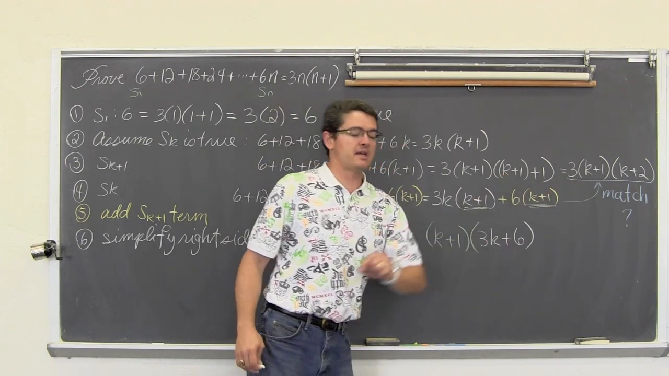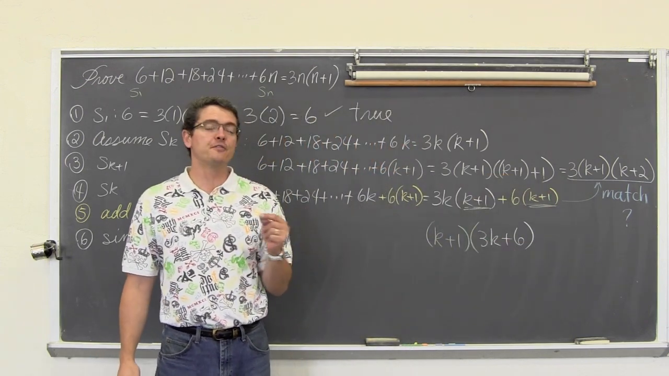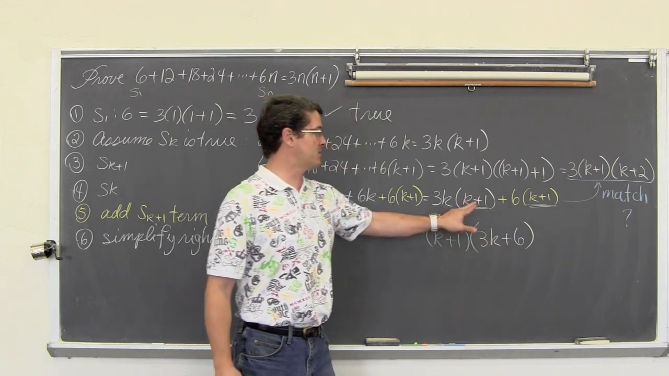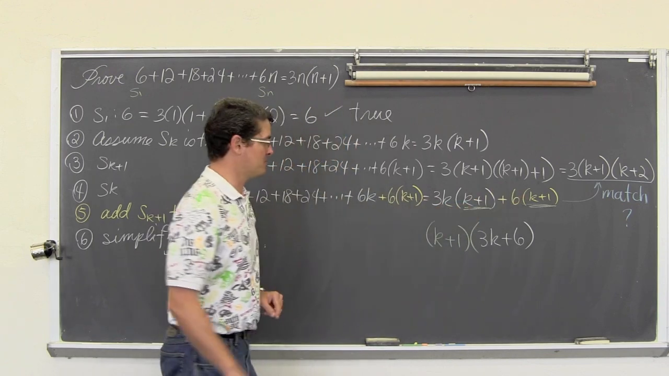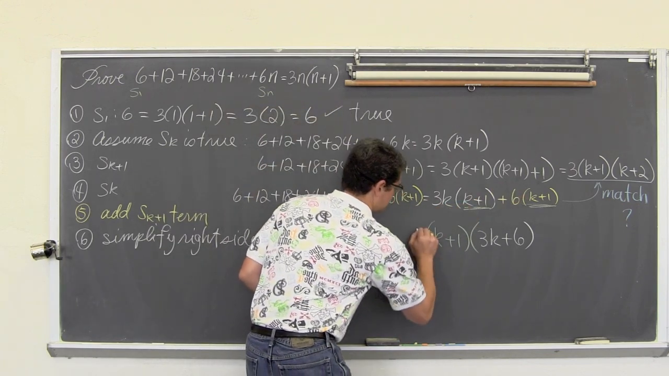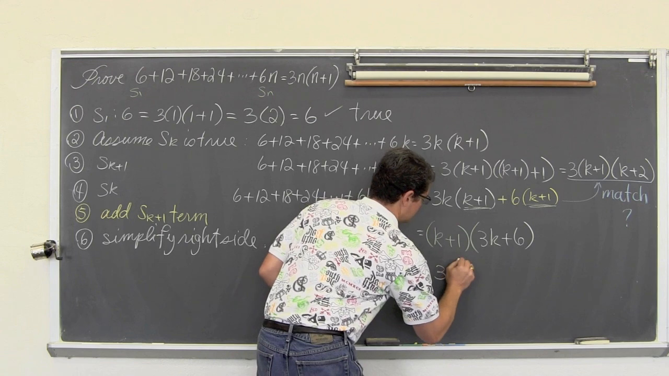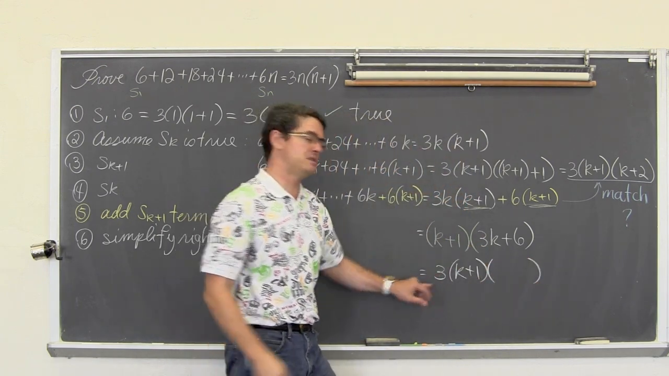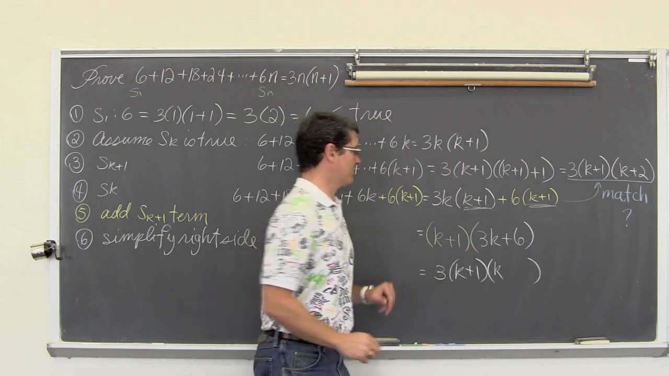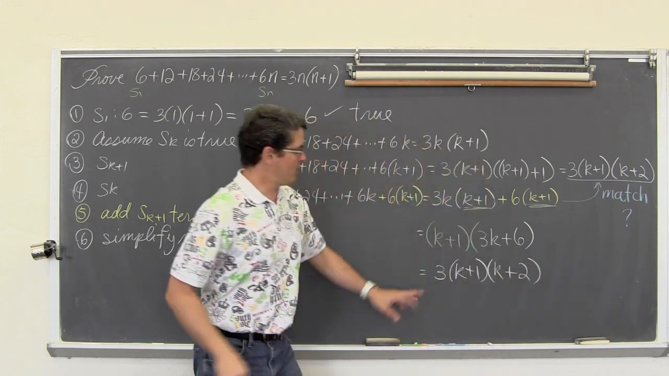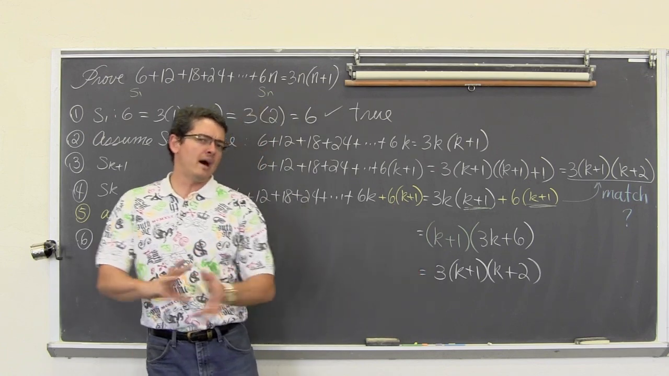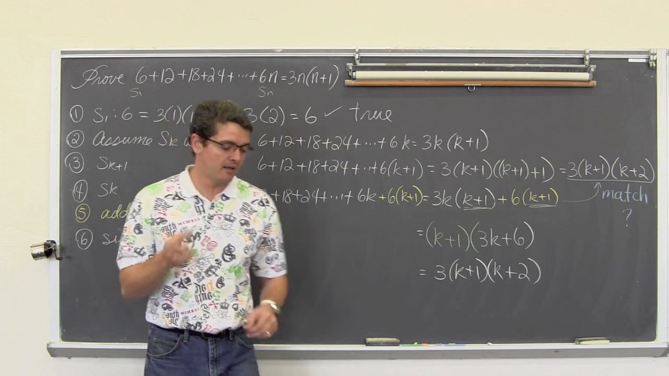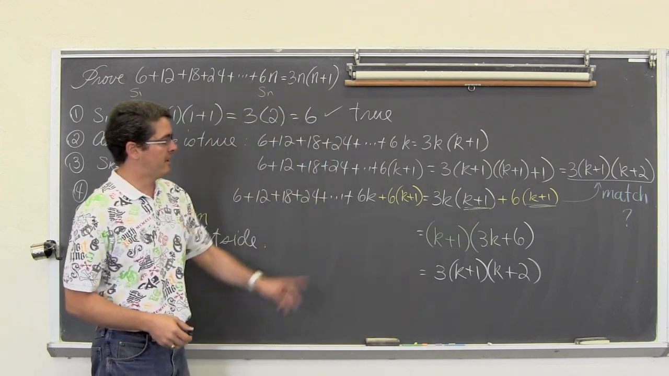Well, 3k and 6 both have a factor of 3. So I'm going to factor a 3 out of both of these terms, just like I just factored the k plus 1 out of those two terms, and I get this. 3k divided by 3 is equal to k. 6 divided by 3 is equal to 2. And you might be going, is it okay to just float that 3 way out front? Well, isn't 5 times 3 15 and 3 times 5 15? Yes. Multiplication is commutative.